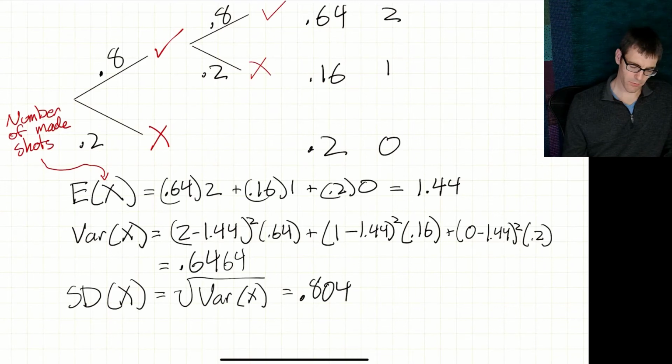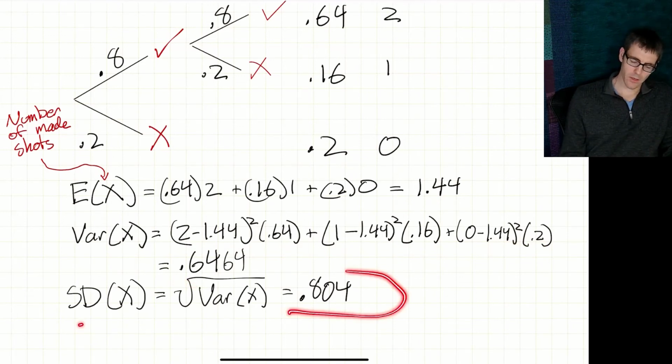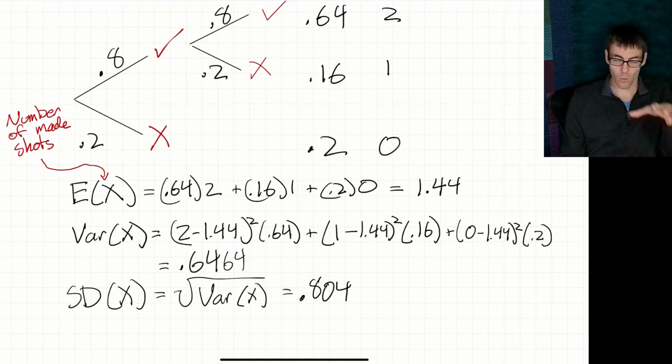All right, so this we do the same as before. We're taking the weighted average of the 3 different outcomes, and that should add up to 1.44. The variance we can find this way, just like before. And when we take the square root of the variance, we get the standard deviation, which is the answer that we're looking for.